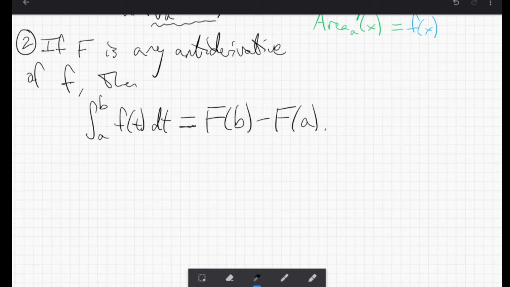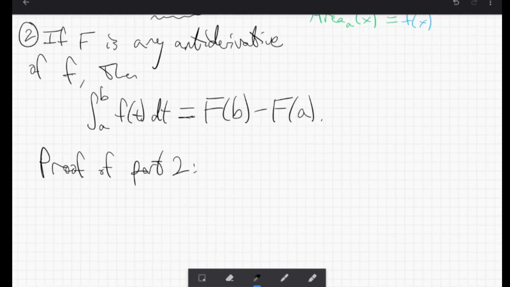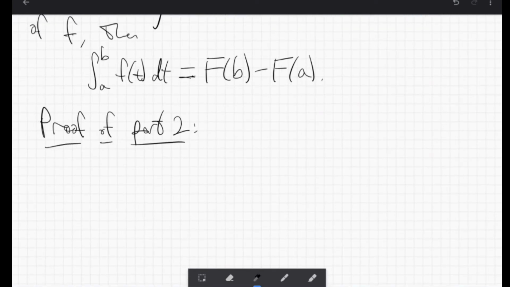So how do we prove, let's think of a proof of part 2. In fact, what we're going to do is start with that right-hand side, capital F of b minus capital F of a. So you need to be thinking that this capital F is any antiderivative of little f. So we're starting with capital F at b minus capital F at a.